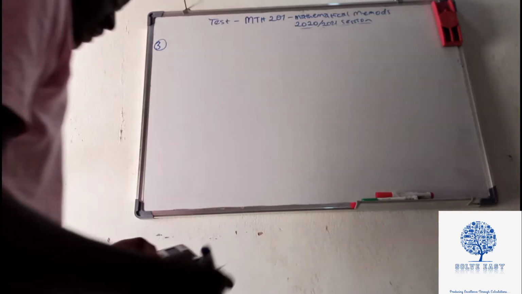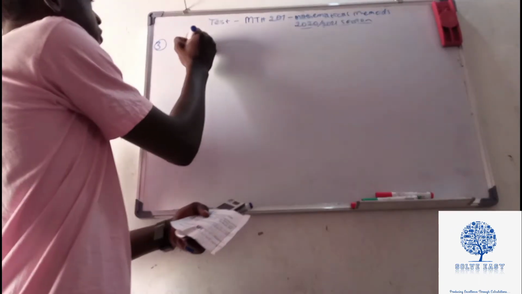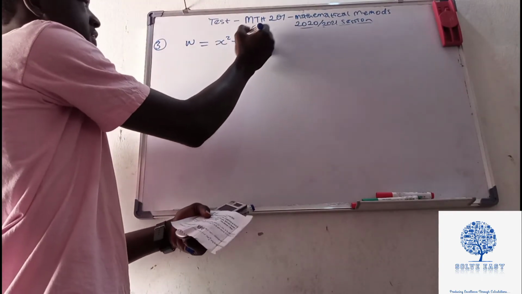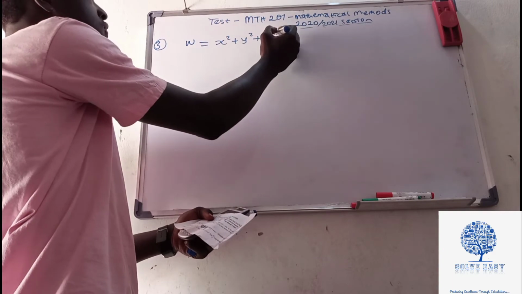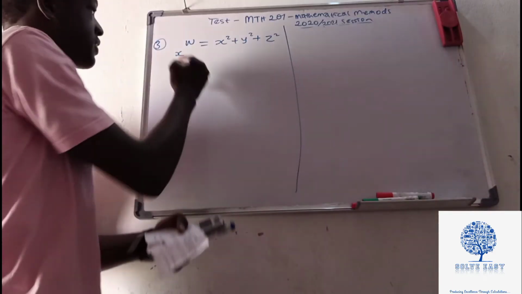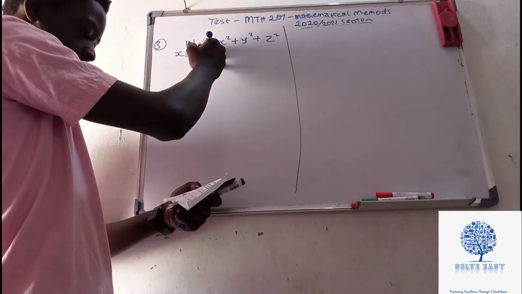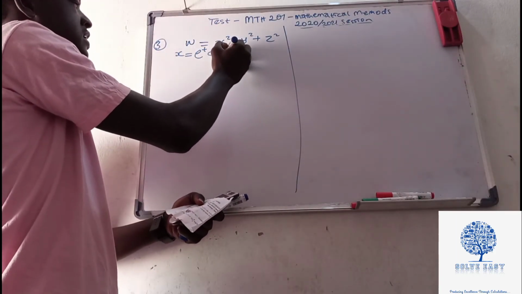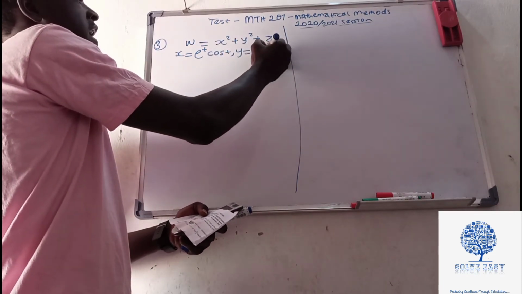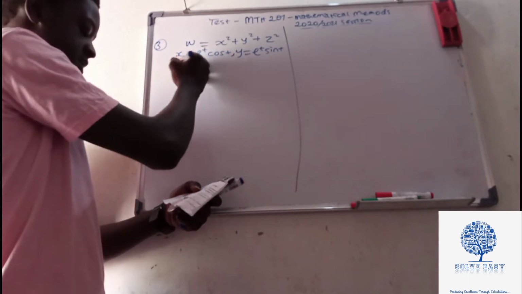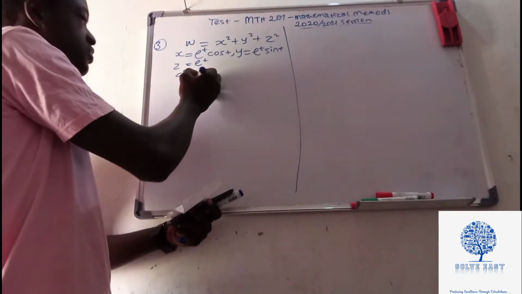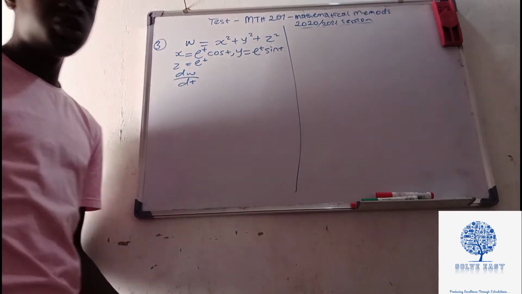Now for question number 3, it says given that w is equal to x squared plus y squared plus z squared, and x is equal to e^t cos t, y is equal to e^t sin t, and z is equal to e^t. The question says find dw/dt using the appropriate chain rule.